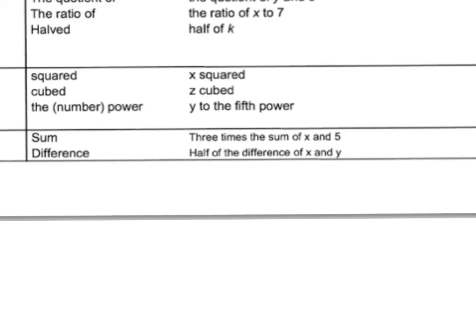This next one, we have z cubed. Cubed is to the third power, so we would take z as our base, and we would cube it, or raise it to the third power. So we write a little 3 up and above the z. Alright, and this last one, it says y to the fifth power. y is our base, and we're going to raise it to the fifth power.